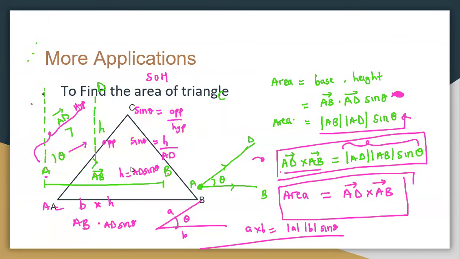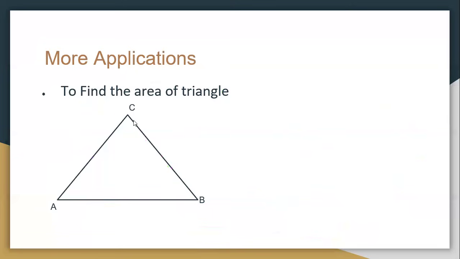Then the last one I want to look at is the area of a triangle. Now, when it comes to the area of a triangle, I have two ways you can do it. Number one, if this angle here is theta, you know very well from your definition.